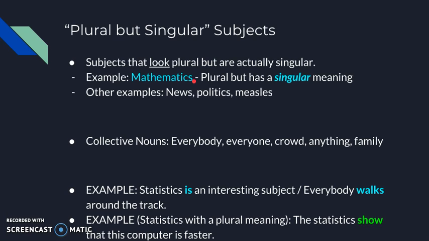So when mathematics is used in a sentence, such as "mathematics is a boring class," the verb has to be singular. Other examples of these types of words are news, politics, and measles.